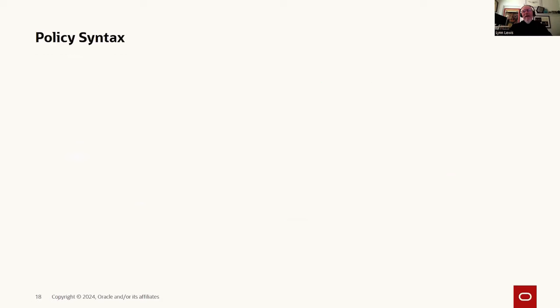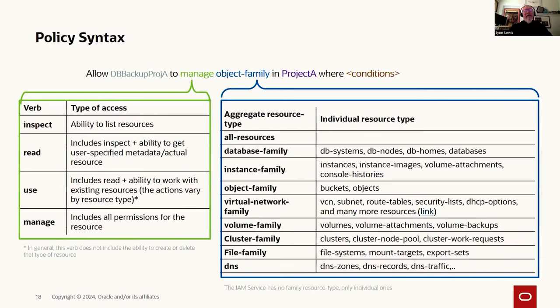Now, the next slide, we're going to do a little more detail here. Again, a group name, and then a verb: inspect, read, use, and manage. Of course, manage is the most access, use is a little less, read a little less, and then inspect is the least. And then the object family can be all the resources, it can be different resource families, and it can be specific resource types.